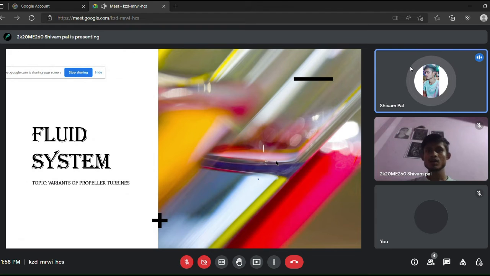This is Shivam Pal, roll number 2K20 ME 260, and the topic is variants of propeller turbine. First, I am discussing what a propeller turbine is.